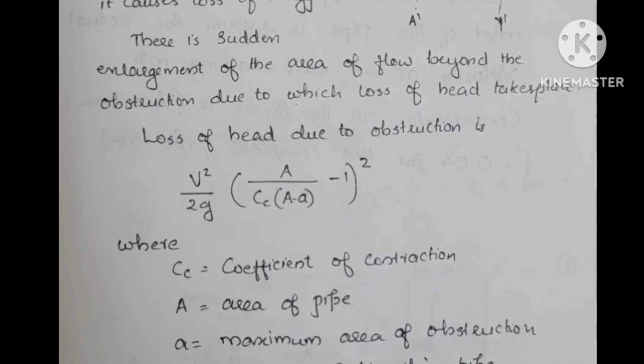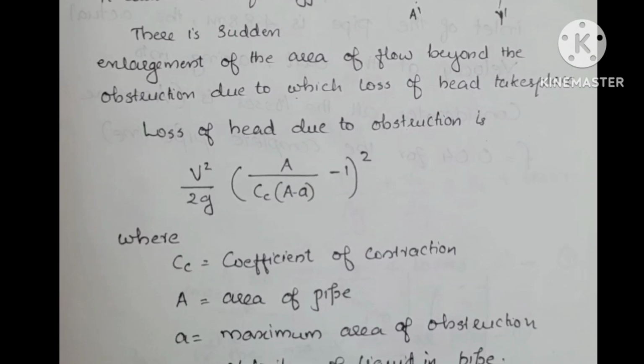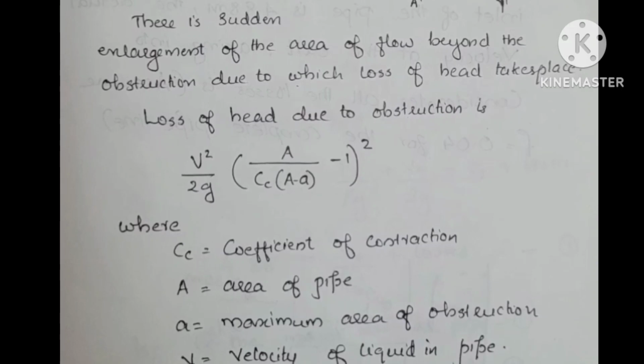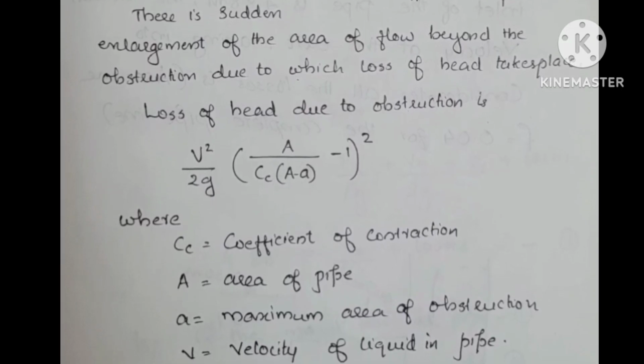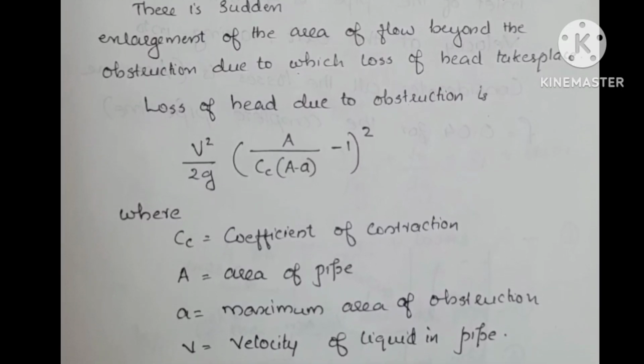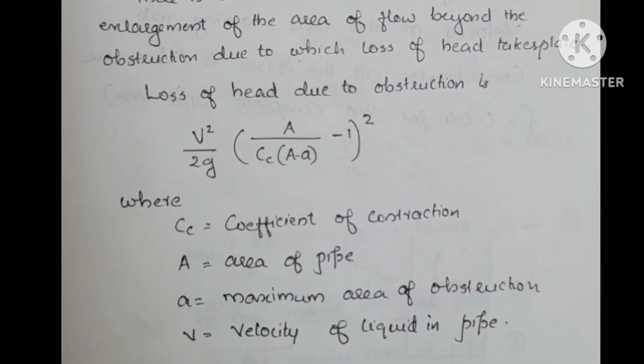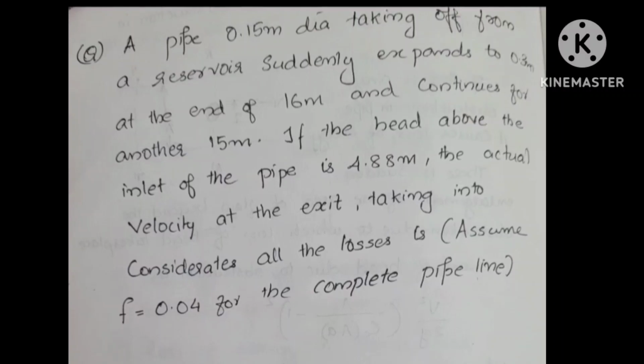And loss of head due to obstruction is found out using the formula V square by 2G into area of pipe upon coefficient of contraction into area of pipe minus area of obstruction minus 1, the whole square. Next one is a problem.